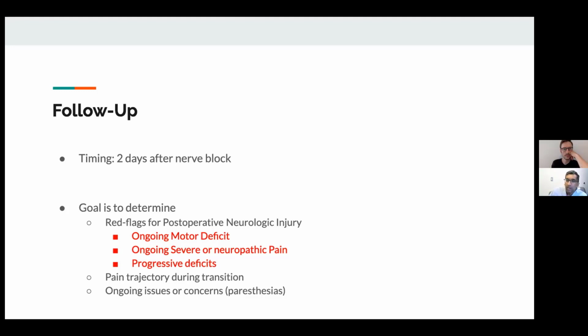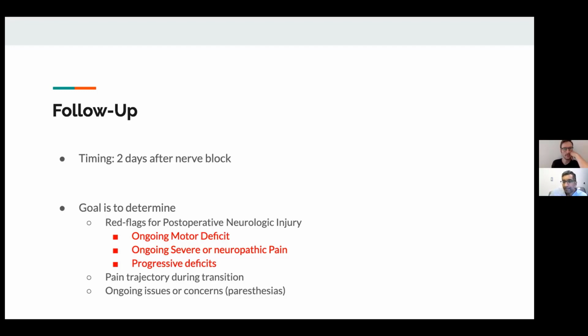And then the final thing that we want to look for, if there are any ongoing concerns: the main thing that we see in our follow-up are paresthesias, which are common and should be treated initially with reassurance. Other less common things could be issues with the block insertion site. We've seen hematomas that have developed there, or pain issues at the insertion site as opposed to where the nerves are blocked.